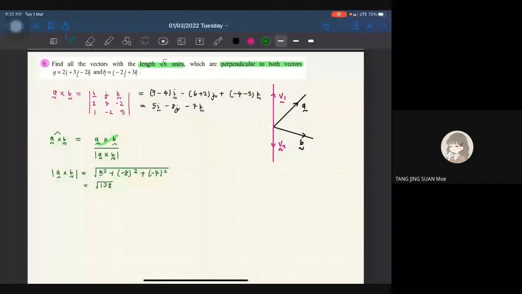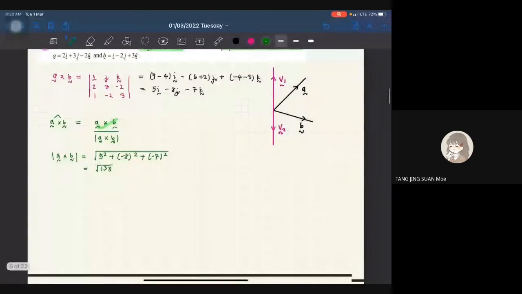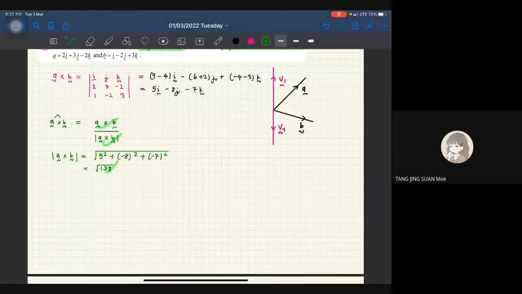Alright, so ini adalah kita punya magnitude for A cross B. Okay, so settle maksudnya awak dah cari dua-dua. Sekarang masukkan saja ke dalam formula yang atas ni. So you have 5i minus 8j minus 7k, and then divide with the magnitude which is equal to square root 138. Okay, so sekarang ini adalah satu unit sahaja.